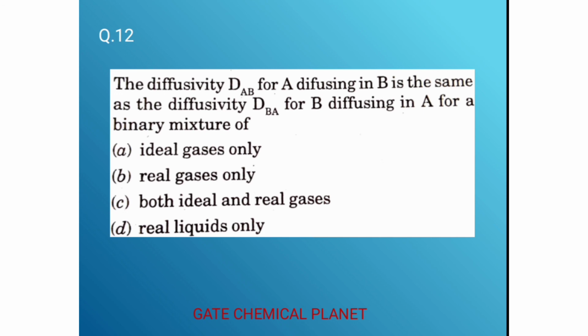The diffusivity DAB for A diffusing in B is the same as the diffusivity DBA for B diffusing in A for a binary mixture of what? Ideal gases only, real gases only, both ideal and real gases, and real liquids only. So what is the correct option here? Student, always remember, for ideal gases the DAB is equal to DBA. So the correct option is A, ideal gases only. So this is the entire series.